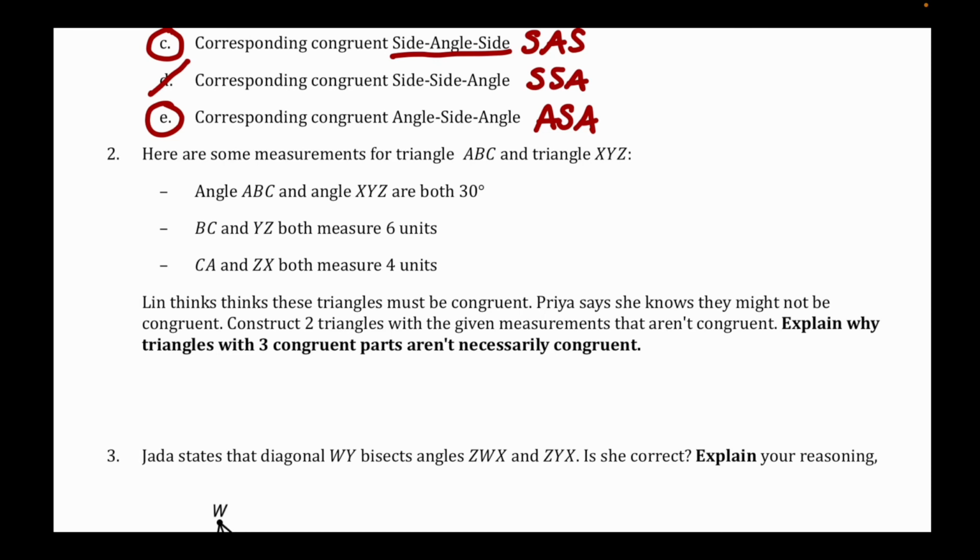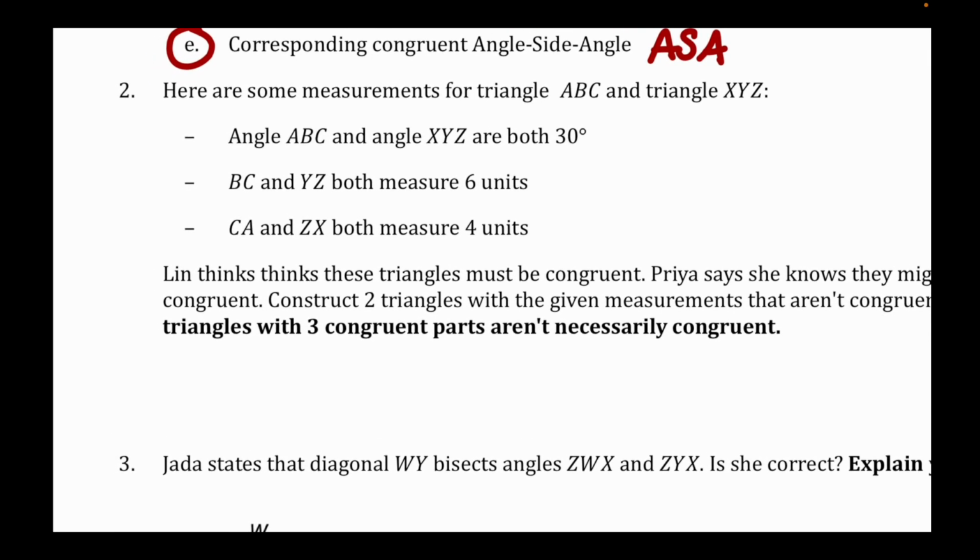We want to construct two triangles with the given measurements that are not congruent and explain why triangles with 3 congruent parts aren't always necessarily congruent. Okay, so we're basically just proving that SSA doesn't work. So we want to construct some triangles that look a little bit different, which means I am going to draw in a thinner pen down here.